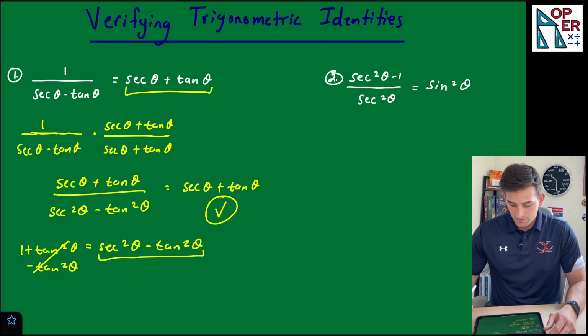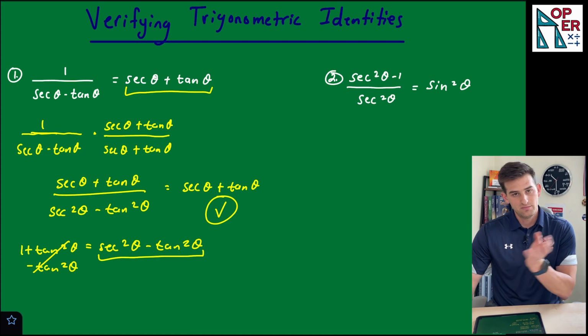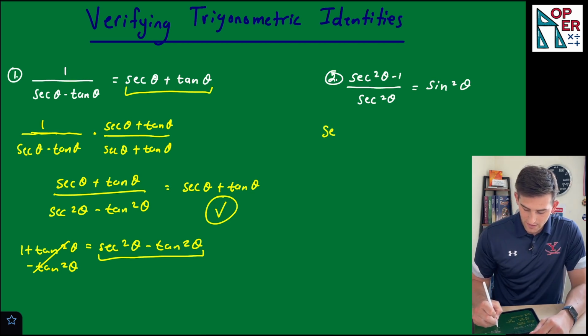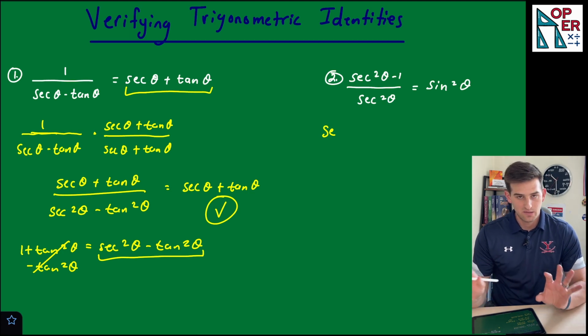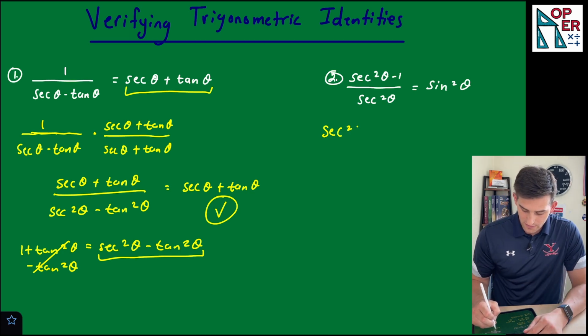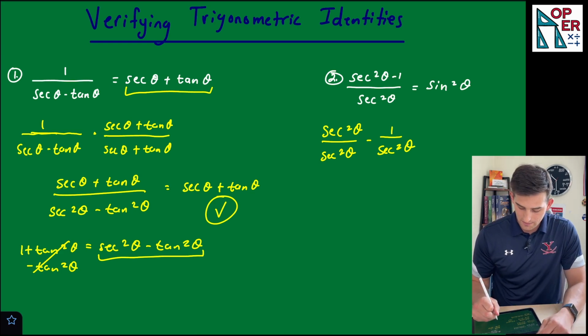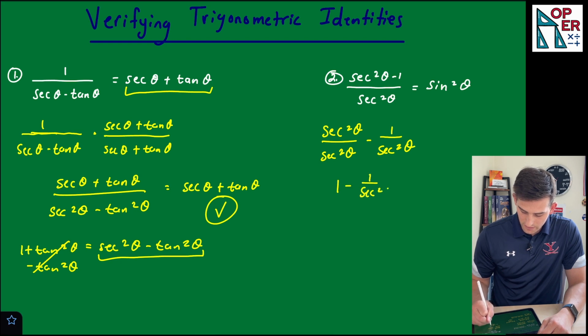All right, let's take a look at number 2. Secant squared theta minus 1 divided by secant squared theta is equal to sine squared theta. So we're trying to make the left side become sine squared theta. What I want to do is take my fraction here and basically separate it. So I'm going to write secant squared theta over secant squared theta minus 1 over secant squared theta. If you notice on the left, that's just going to be 1, right? Secant squared theta divided by secant squared theta. So now we have 1 minus 1 over secant squared theta.